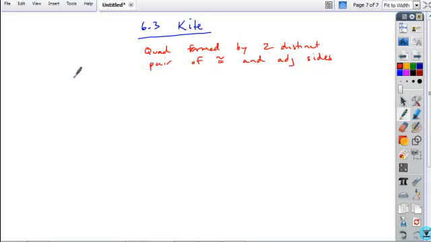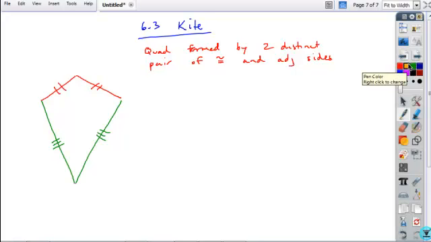Okay, so what that means is if we take a pair of congruent and adjacent sides, here in blue or in red, congruent and adjacent, and then in green, another pair of congruent and adjacent sides. Okay, this is my kite. So this is how you form a kite.